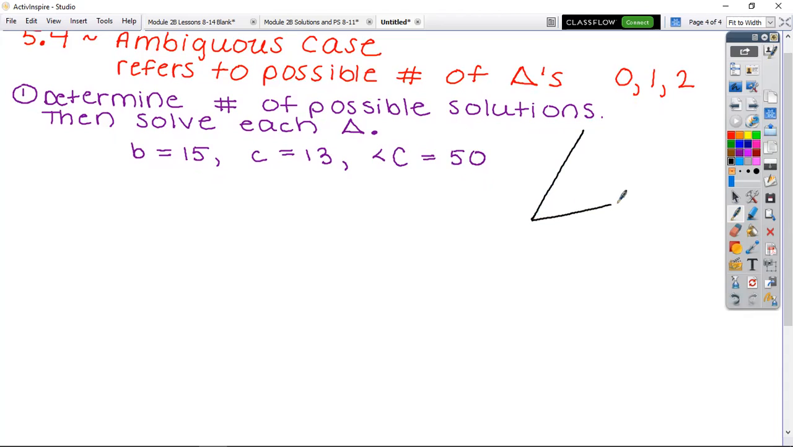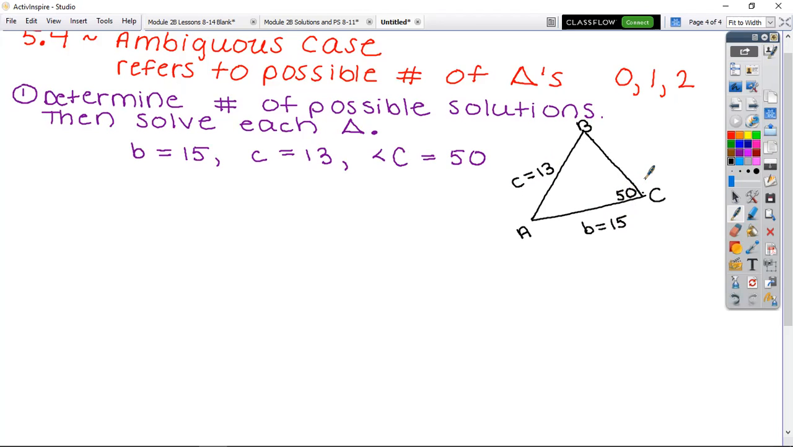So here's a triangle, and your vertices are denoted with capital letters. I'm going to go A, B, C. And we know that little b is 15. So where does little b go? Across from capital B. So that goes here. Again, pay attention to your notation, please. And then little c is across from capital C. And angle C is equal to 50 degrees.